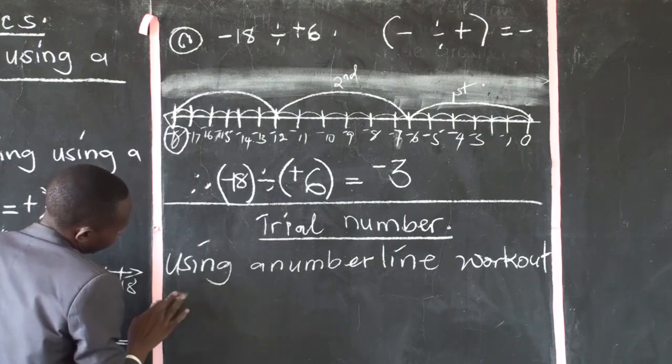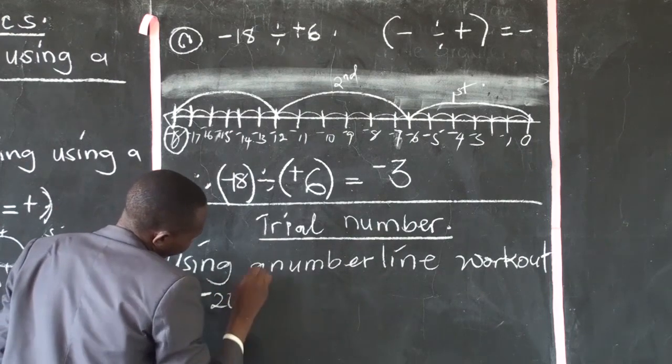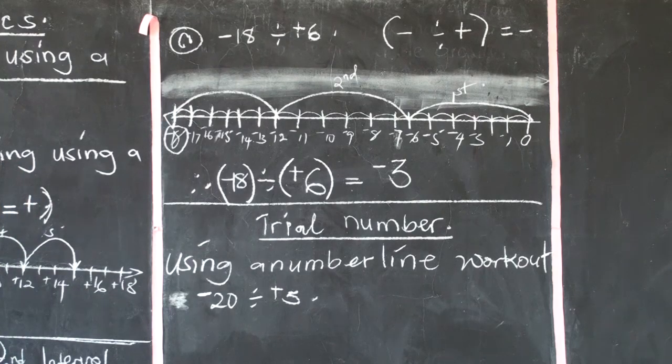Work out negative 20 divided by positive 5. Negative 20 divided by positive 5. I want you to divide that using a number line. Work out negative 20 divided by positive 5. Work that one out very fast, and we continue to another number.